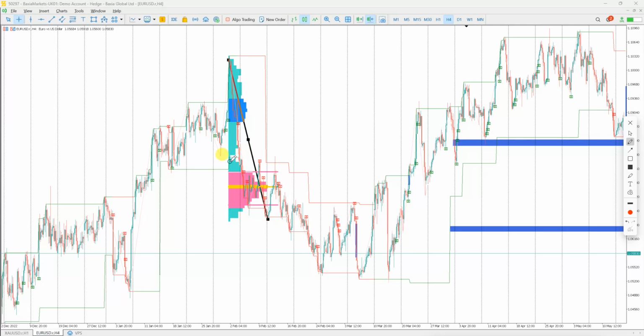So you have to visit this first, the low volume node, and it has to break the POC. Then we can confirm that we are bearish. We continue to move lower. Also, this should be red color, the swing high and swing low channel.